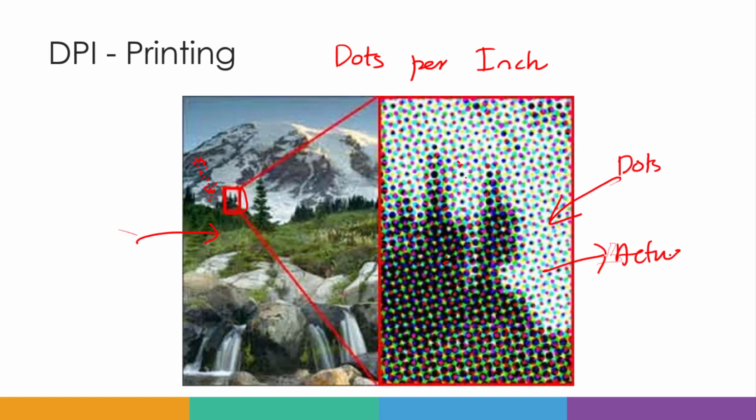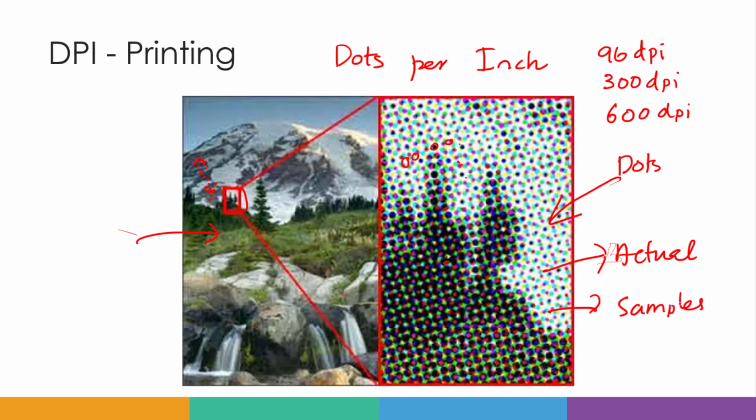The actual scene of this picture contains an infinite number of dots, but we don't need that many dots. You can see there are white dots in between. We are simply putting only the samples on the paper. We can use 96 dots per inch, 300 dots per inch, or 600 dots per inch, right? Using these dots we are trying to fool our eye and brain. There is no need to take an infinite number of dots, only some finite number of dots are enough to fool our eye, and so these are samples from an infinite number of dots.